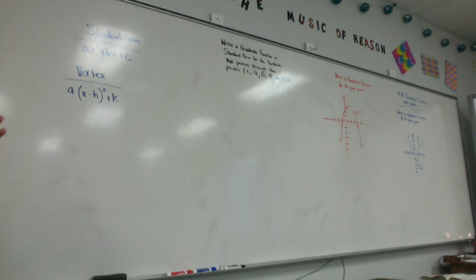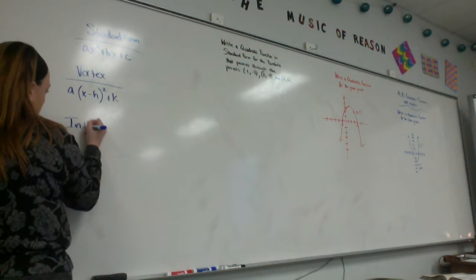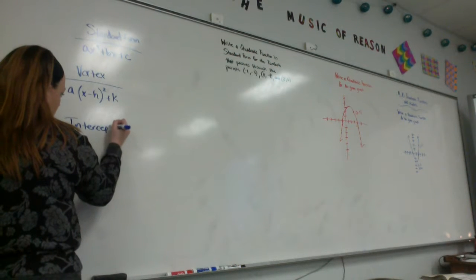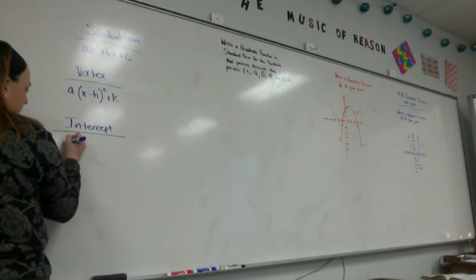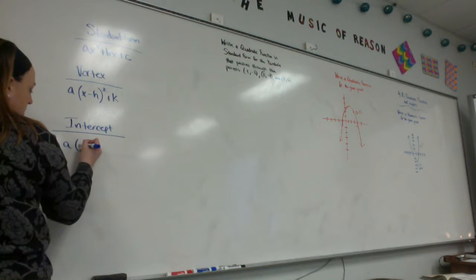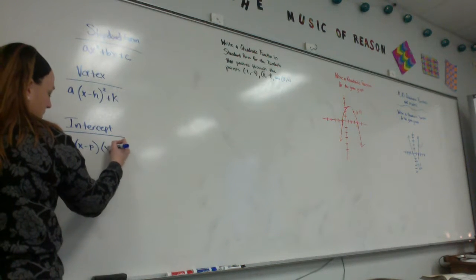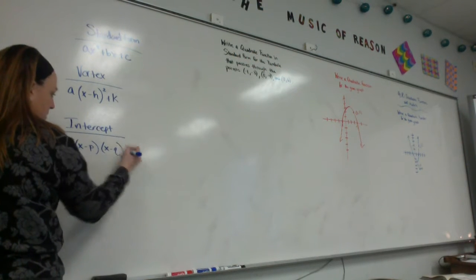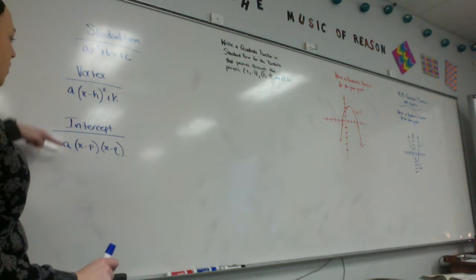And then what's the third form that we have? Intercept form. And what does intercept form look like? a times (x minus p) and (x minus q). Okay? So we have standard form, vertex form, and intercept form.